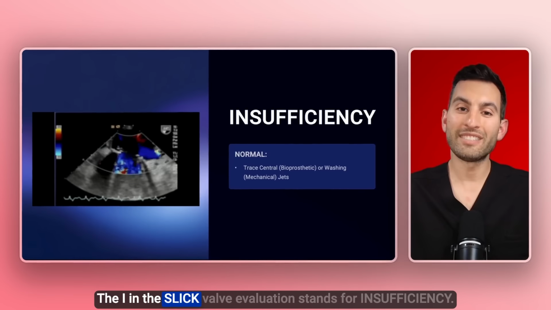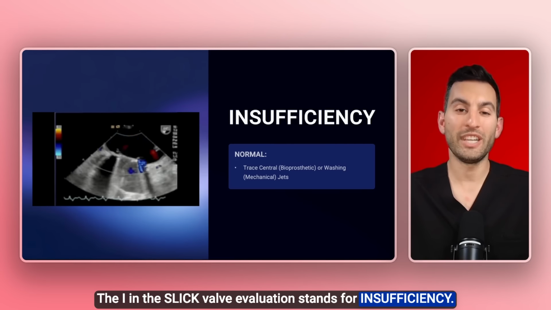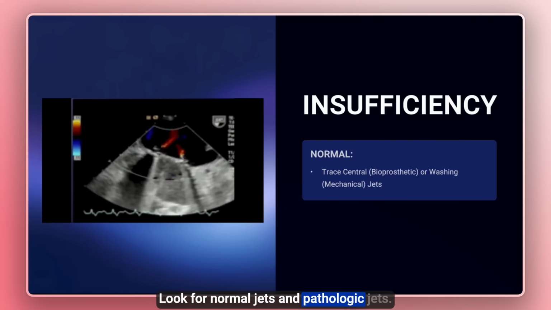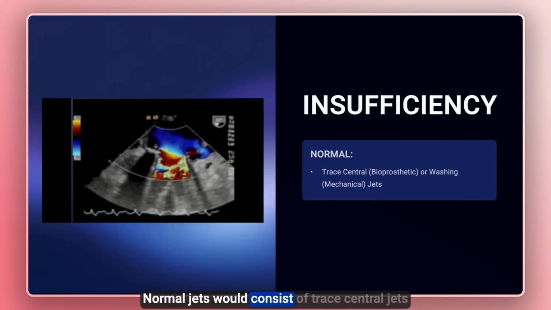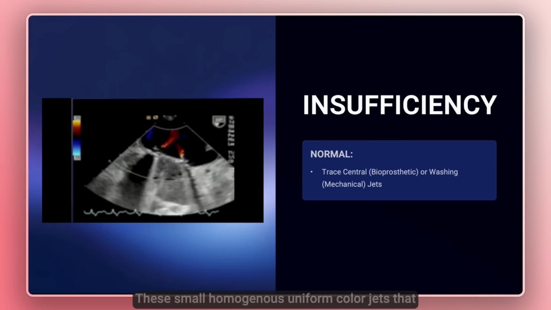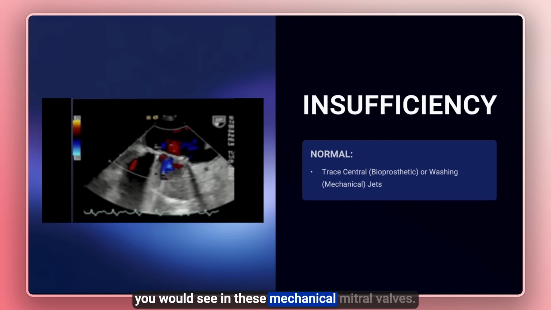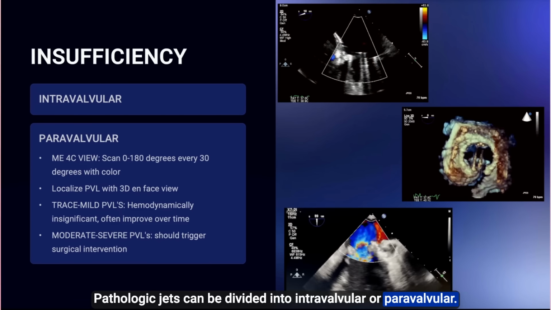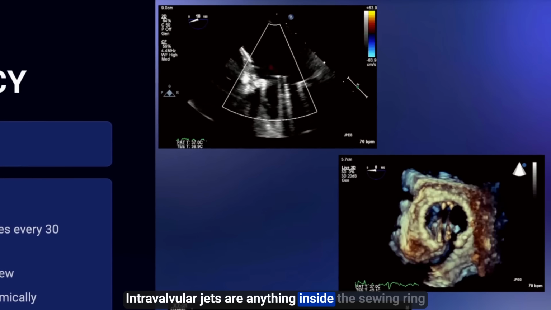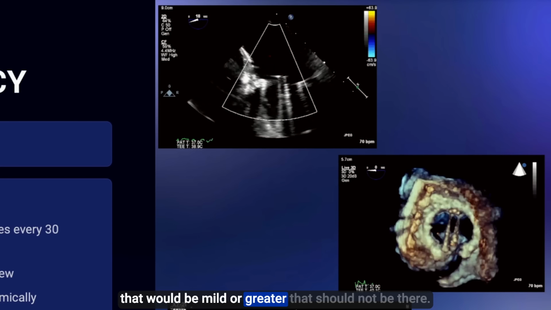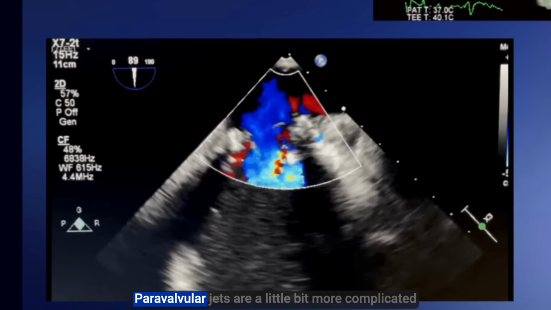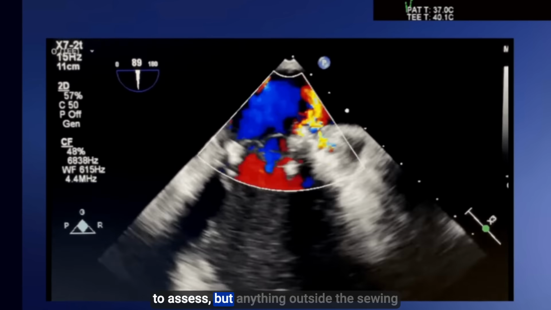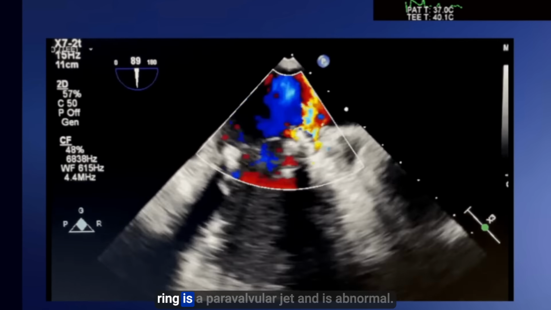The I in the SLIC valve evaluation stands for insufficiency. Look for normal jets and pathologic jets. Normal jets would consist of trace central jets in a bioprosthetic valve, or these washing jets, these small, homogeneous, uniform color jets that you would see in these mechanical mitral valves. Pathologic jets can be divided into intravalvular or paravalvular. Intravalvular jets are anything inside the sewing ring that would be mild or greater, that should not be there. Paravalvular jets are a little bit more complicated to assess, but anything outside the sewing ring is a paravalvular jet and is abnormal.